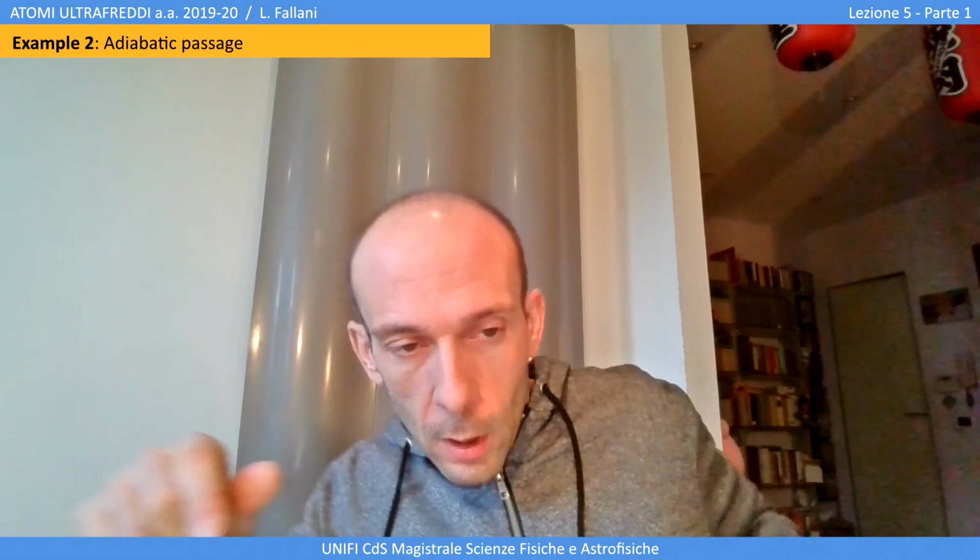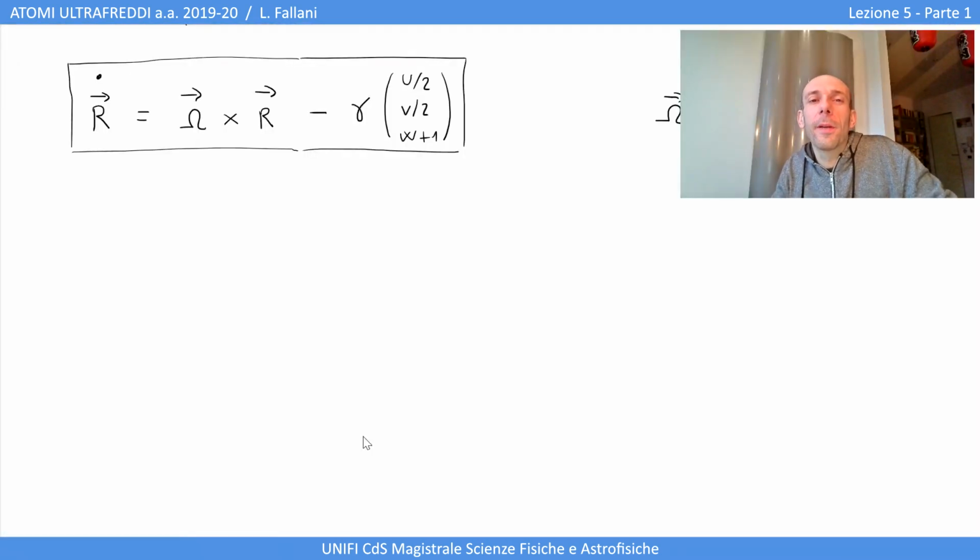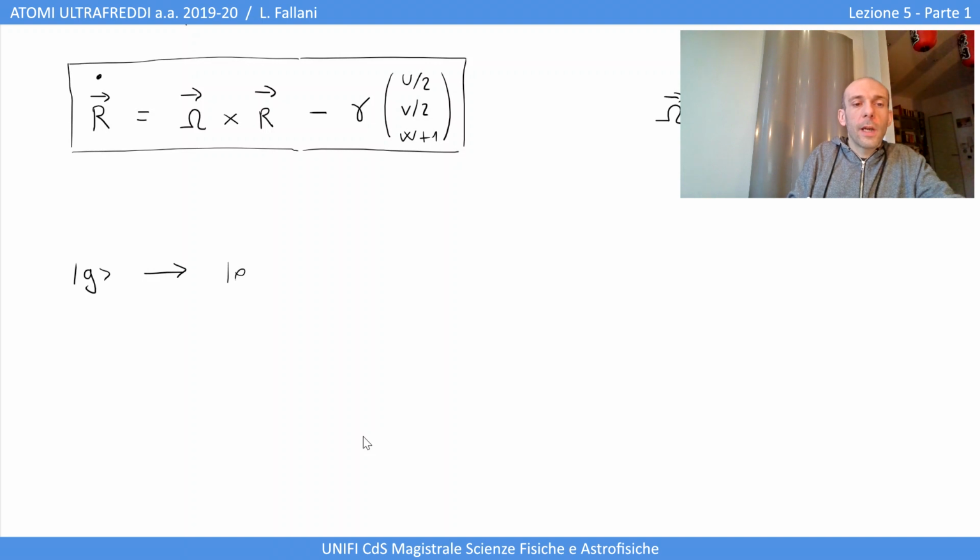So now I would like to show you a different example. This example is what we call adiabatic passage. So what is adiabatic passage? The problem is the following. Let's suppose that you have a two-level system that is initially in the ground state G, and suppose we want to excite it to the excited state E. And suppose that you want to do it in the most precise way you can.